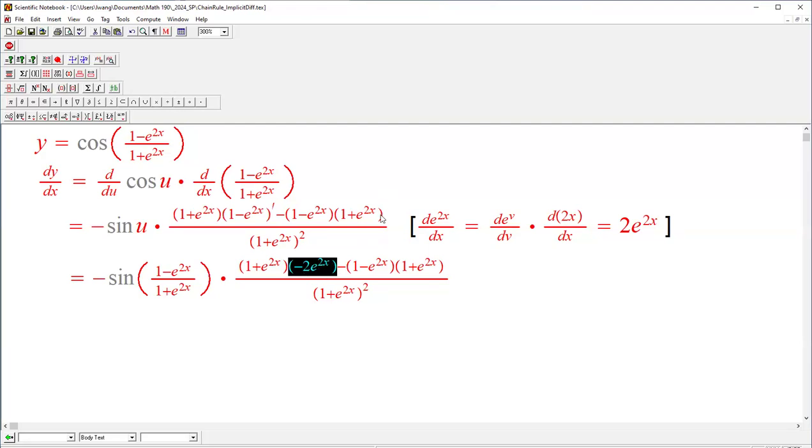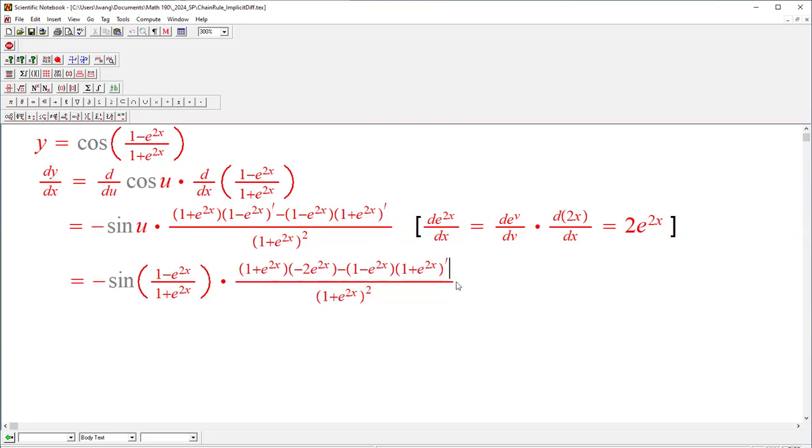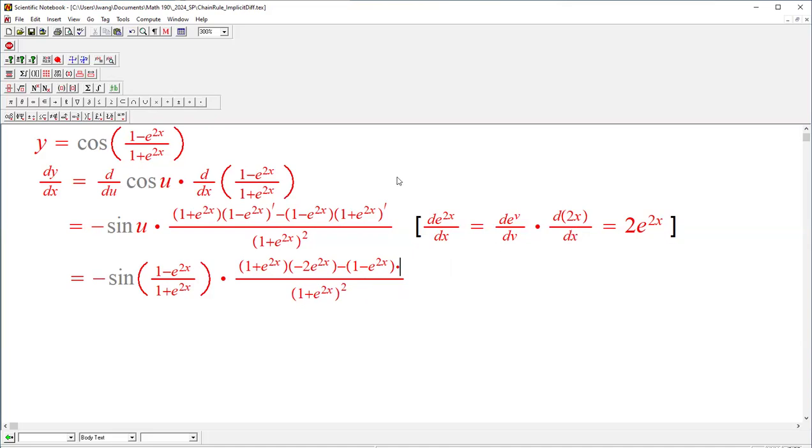Oh, hold on. I made a mistake somewhere. So this one is primed. All right, and that's the prime. And this piece being differentiated with respect to x, the derivative of 1, of course, is 0. The derivative of e to the power 2x is 2 times e to the power 2x. So that part will be replaced by 2 times e to the power 2x.